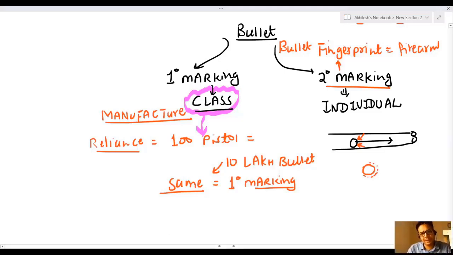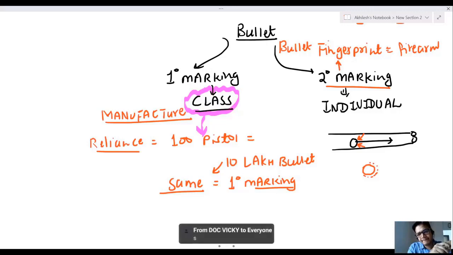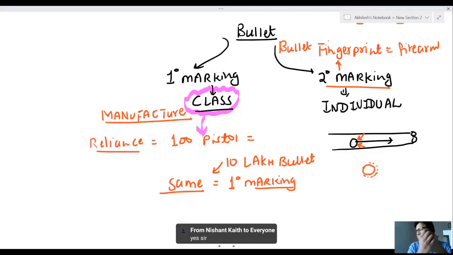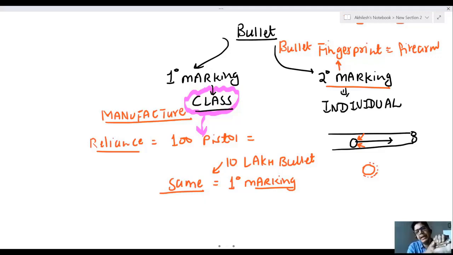It is a very interesting topic, my dear friend. It's not a boring topic. According to me, it is the best and most interesting topic of forensic medicine. Isn't it? It's not boring at all. I don't know why Prabhakaran said it's a boring topic. It's never a boring topic. It is a secondary marking.